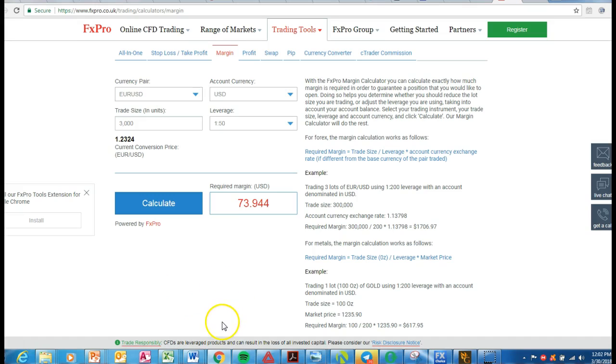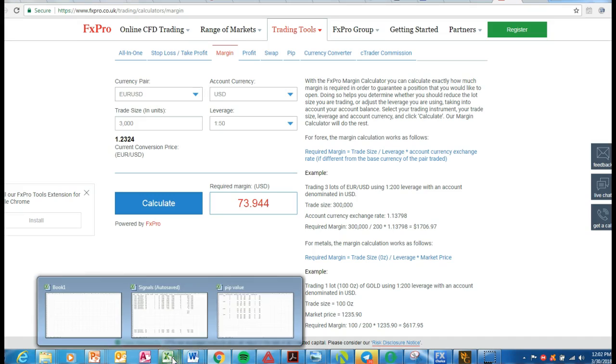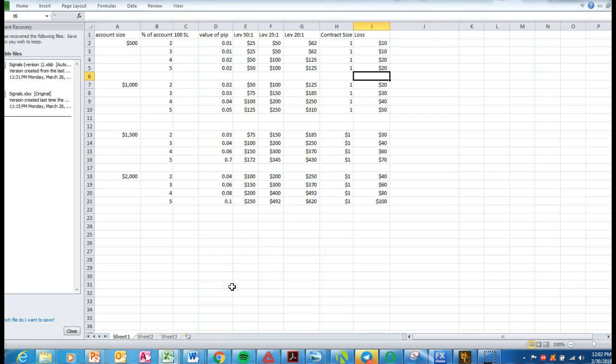So hopefully that helps a little bit as far as the pip values of how much you should be trading relative to your account. Like I said, I'll try to keep the maximum trades to 3 so nobody runs into any problems with margin calls and so forth. So if you have any questions, let me know. Hopefully that helps a little bit.